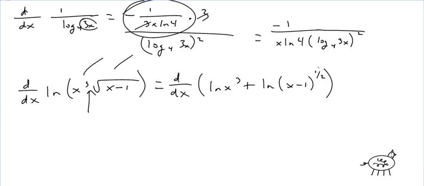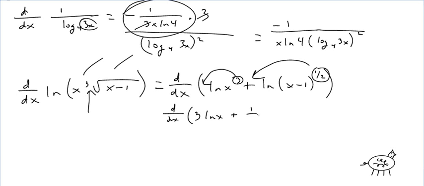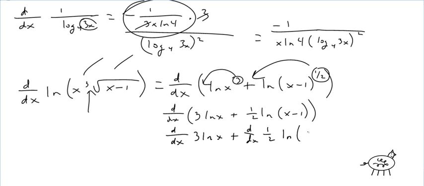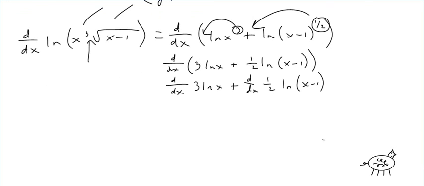All right, and then I can do one more thing. I can bring that in the front, which I can do. So it's really d by dx, and I can move that in front too. So it's 3 ln of x plus 1/2 ln of x minus 1. Then I have d by dx of 3 ln of x plus d by dx of 1/2 ln of x minus 1. And of course I can bring the 3 out. I know I'm showing a couple extra steps here, but I think it's good.